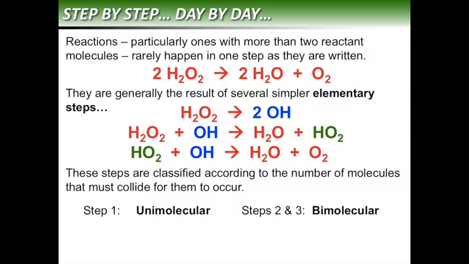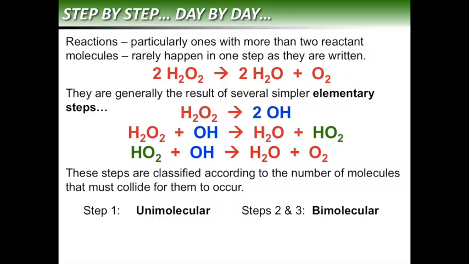In other words, that H2O2 doesn't need to collide with any other molecule for that to happen. Now, it might need to collide with something, molecule, wall of the container, who knows what. It would have to do something in all likelihood to get the energy to split itself in half, but it doesn't depend on the concentration of anything else around it in order for that to occur.